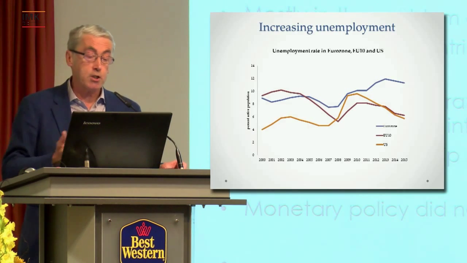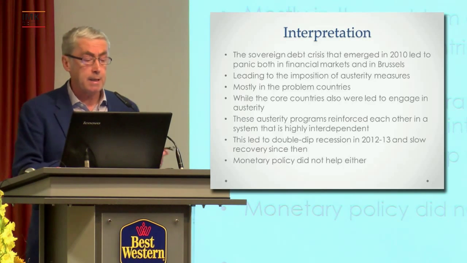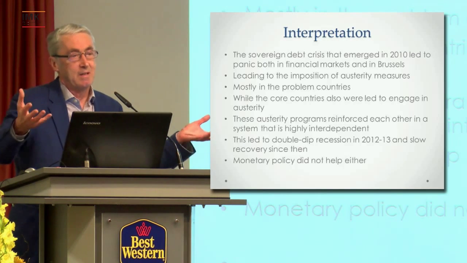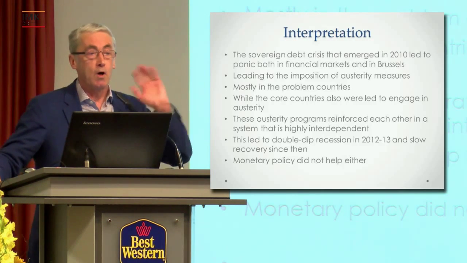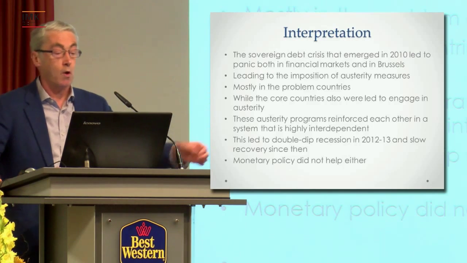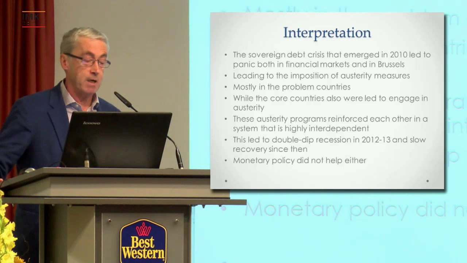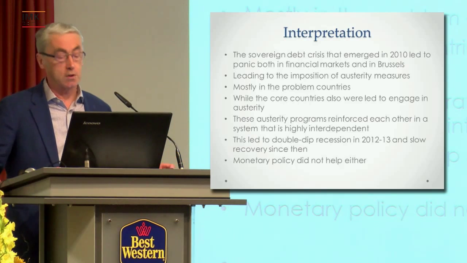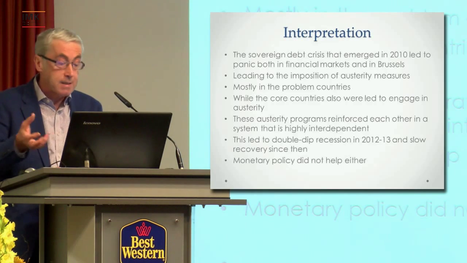So, just in a nutshell, some interpretation here. The sovereign debt crisis that emerged in 2010 led to panic, both in financial markets and in Brussels. Financial markets were panicking and then pushed countries into illiquidity and some into insolvency, and policymakers were equally gripped by panic and imposed austerity measures, mostly in the problem countries, but also, en passant, in the core countries, right? They were also forced into austerity, and these reinforced each other because the Eurozone is quite an interdependent system, right?